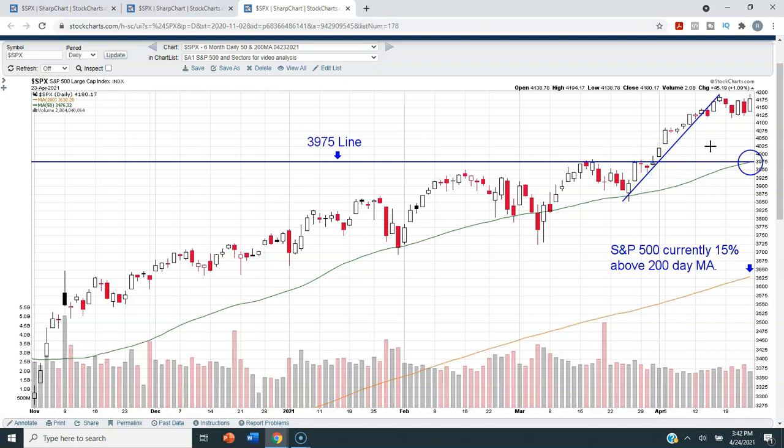Now, if for some reason the pullback, if there is one coming anytime soon, is more serious, then another logical area to watch would be the 200-day moving average, which right now is about 15% below where the S&P 500 is currently trading. So a minimum pullback, in my mind, whenever it is going to happen, would come back to the 50-day moving average, right around 39.75 at this point. But a more serious correction would pull us back to somewhere around the 200-day moving average, which right now is sitting just below 36.50. And again, that's about 15% below where the S&P 500 is currently trading.